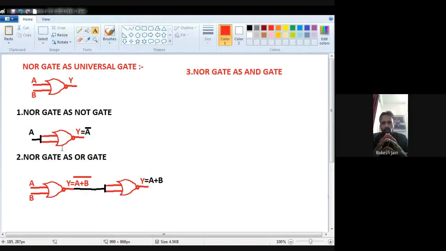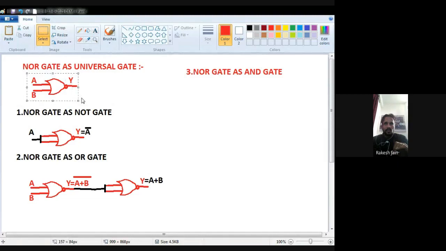I know I have a NOR gate. It means if two inputs A and B are there, then the output is (A plus B) bar. And I want to build an AND gate. So what is the AND gate output? The AND gate output is Y is equal to A dot B. So how can we build it?